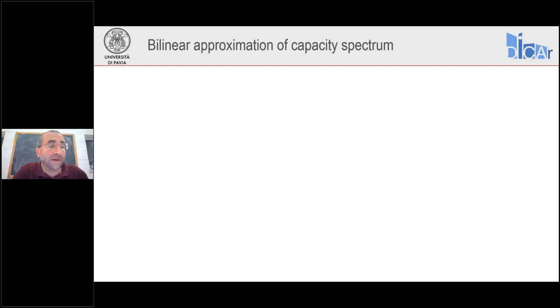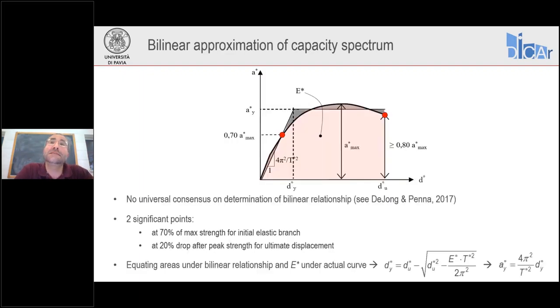Now, next step, after transforming the structure into a SDOF oscillator, is to approximate the capacity spectrum of the single degree of freedom oscillator. We approximate it with a bilinear relationship. And in this case, we need to be careful again because there is no universal consensus on how to perform this transformation. The ERGOCAD gives some indications, but they don't look really appropriate for masonry buildings. And for this, I would refer you to work by De Jong and Penn from 2017. It's in the reference at the end of the presentation.